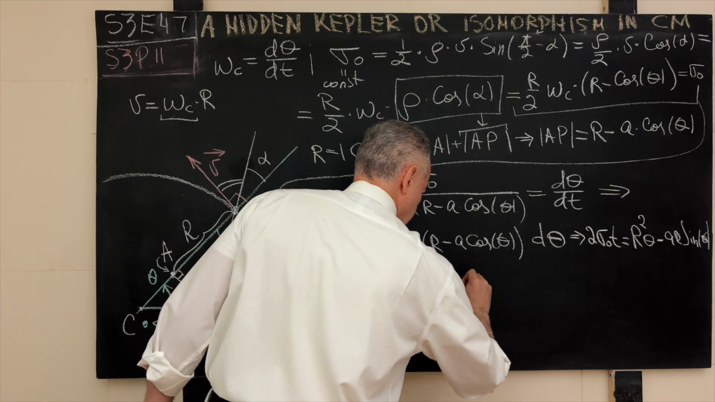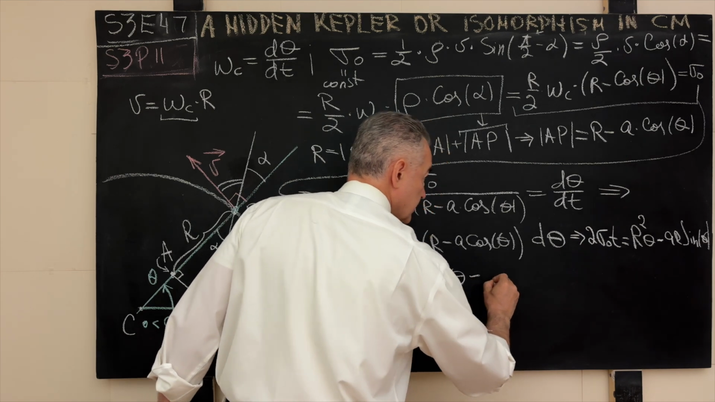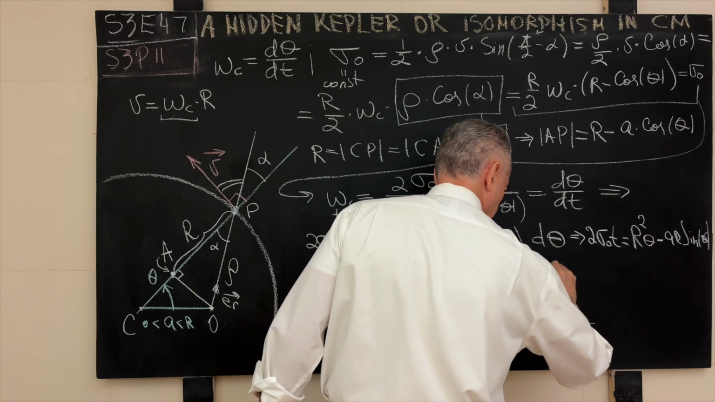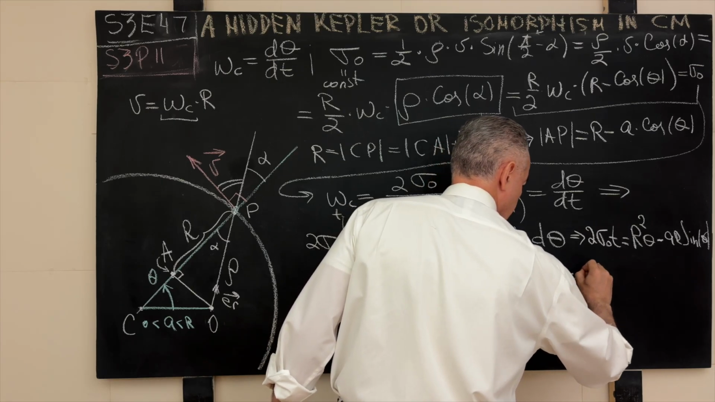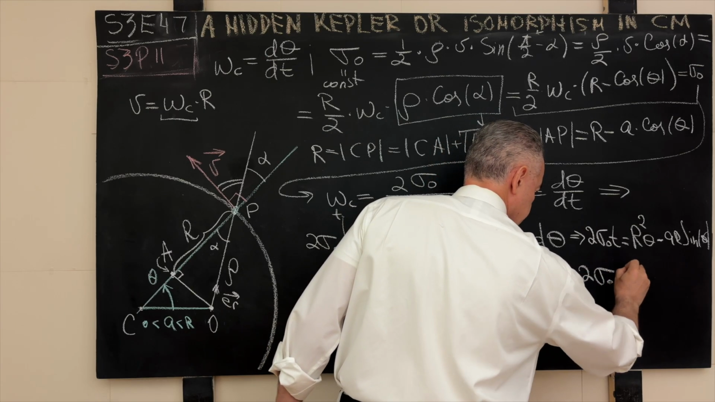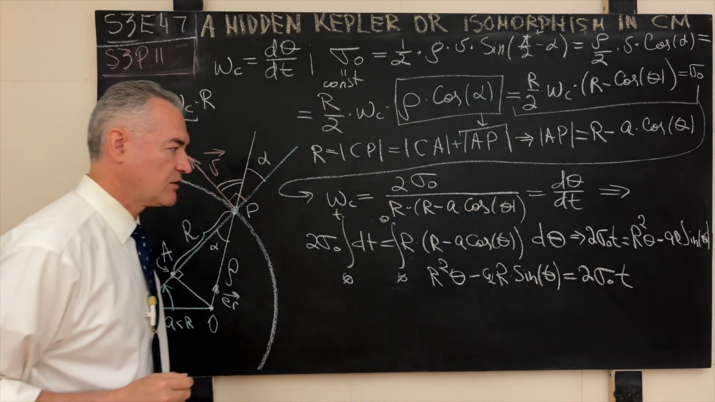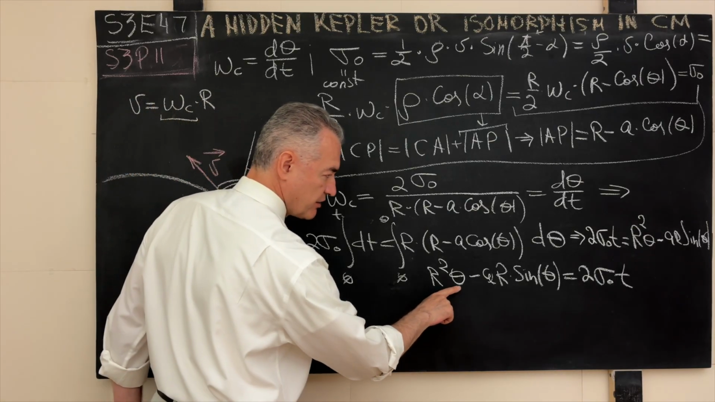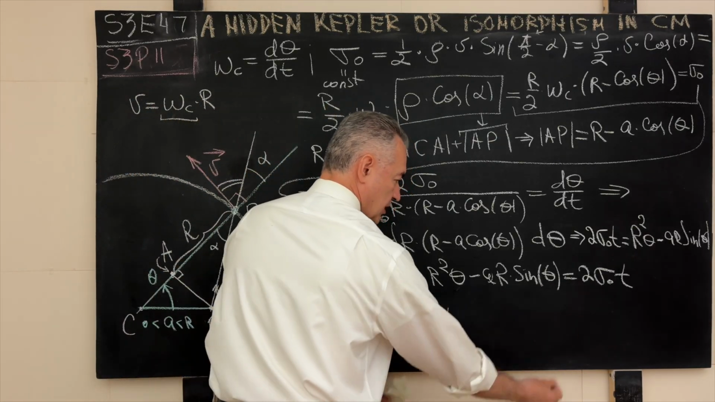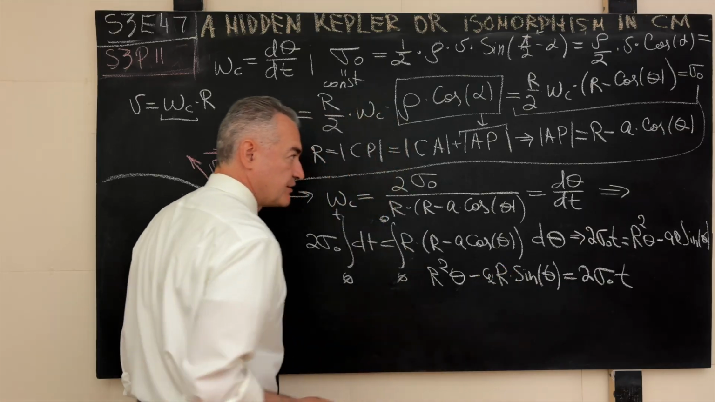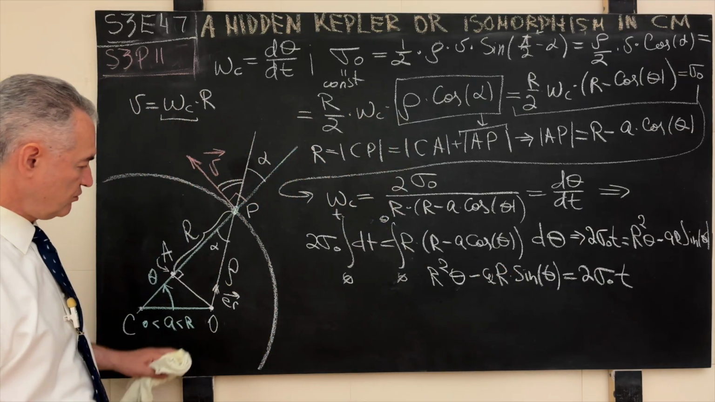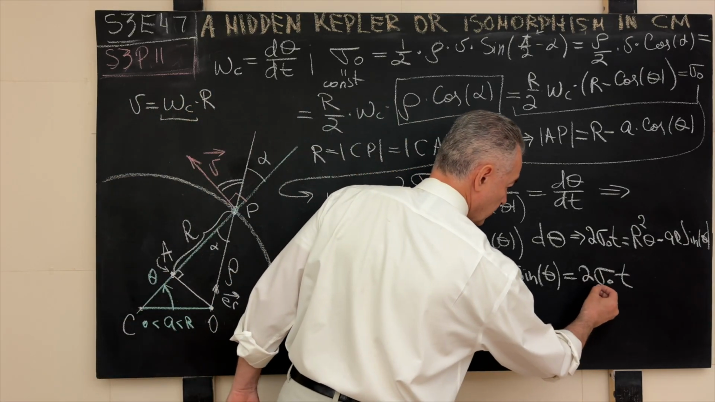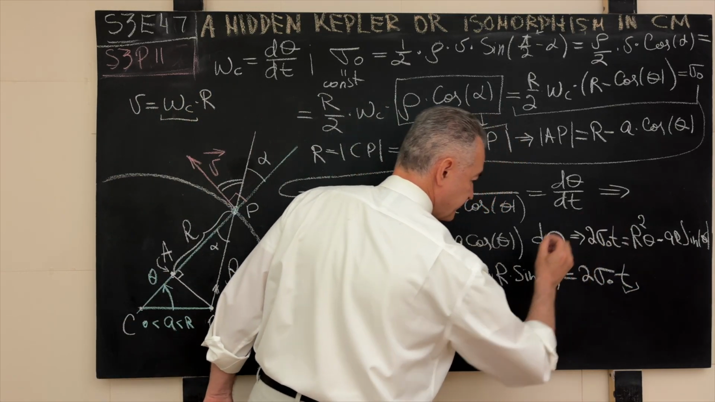R squared theta minus a r times sine of theta is equal to 2 sigma 0 t. You see, now we came to the situation where the angle theta shows up twice in our equation. Look at this. We deduced it in a straightforward manner using nothing but basic middle school arithmetic. Trigonometry is equal to, this is a function in time.